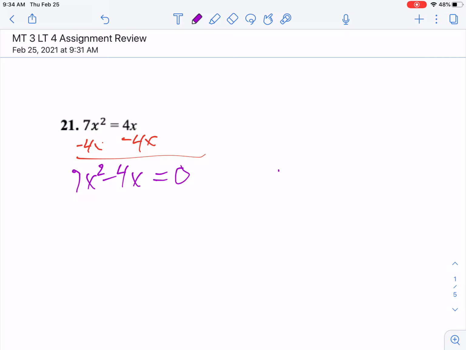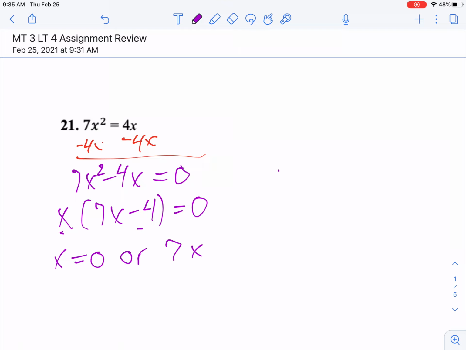What goes into both terms? Well, notice there's an x in each term, so let's factor that x out. So we get x times (7x minus 4) equals 0. Now we'll use the zero product property, because we know when we multiply two things that equal 0, one of them must be 0. Or in this case, both of them could be 0. So x equals 0, or 7x minus 4 equals 0.